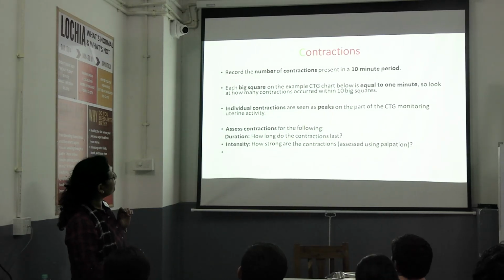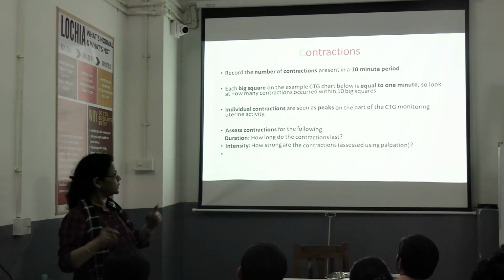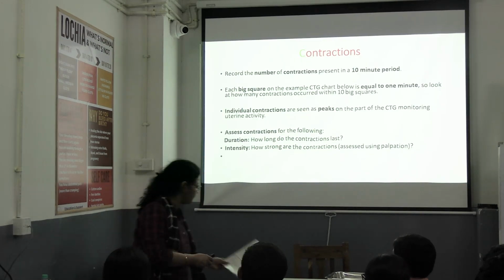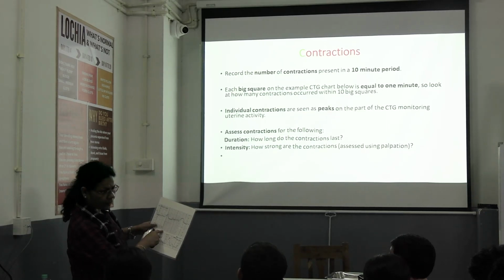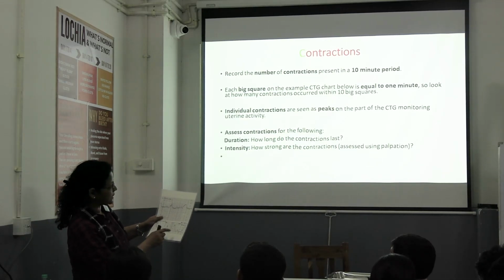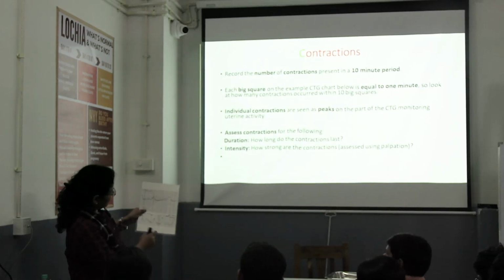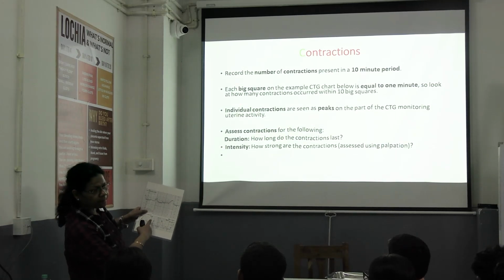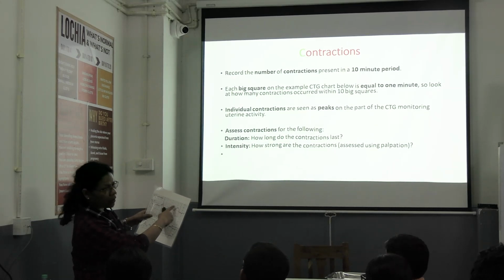So record the number of contractions in a 10-minute period. That is, in a 10-minute period, we see how many contractions. Each big square is equal to 1 minute. That one block is this one. So look at how many contractions within 10 big squares. So that is 10 minutes. In this, if you calculate from here to here, we have 10 minutes, we see 2 contractions in a 10-minute period. And there are accelerations, 2 peaks.